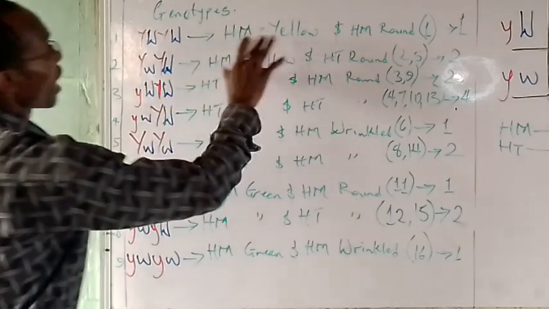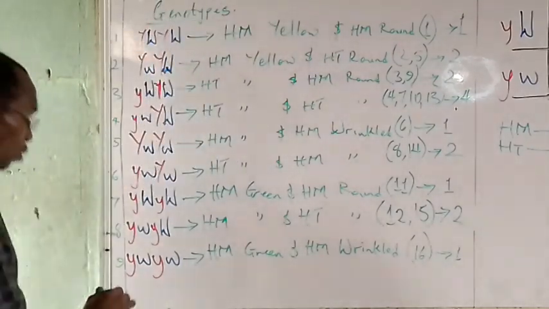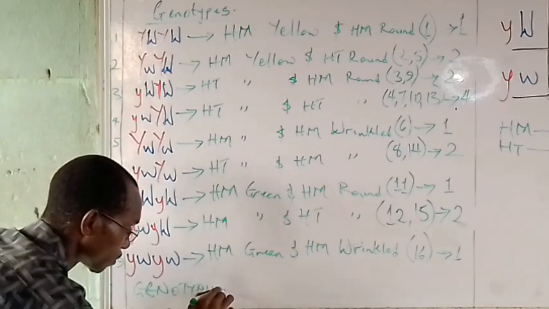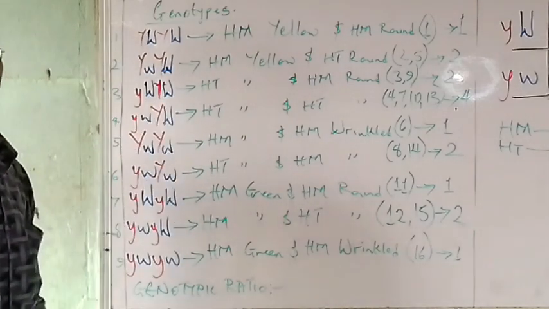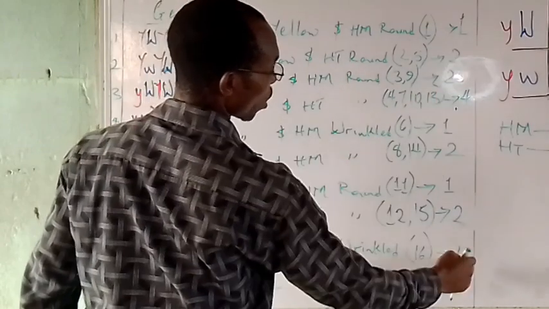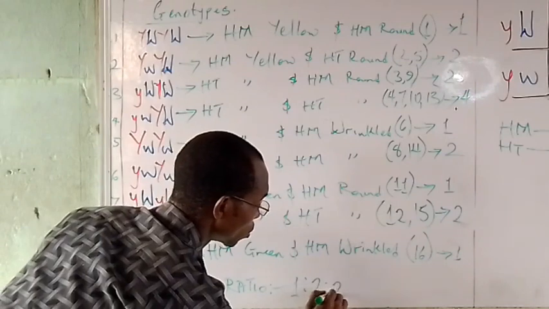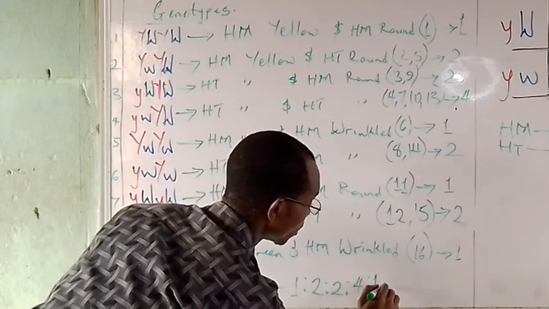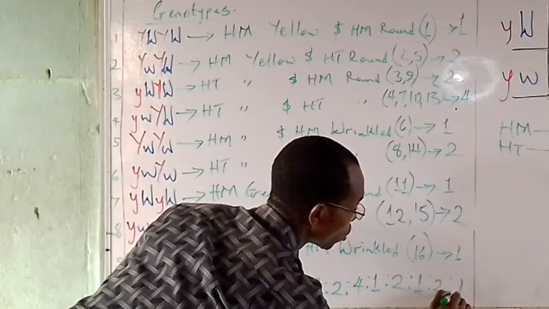Now, from what we have as the genotype, you can actually get what we refer to as the genotypic ratio. So what is the genotypic ratio going to look like? One of these possibilities that we have here is what our ratio will be. It's going to be 1:2:2:4:1:2:1:2:1.